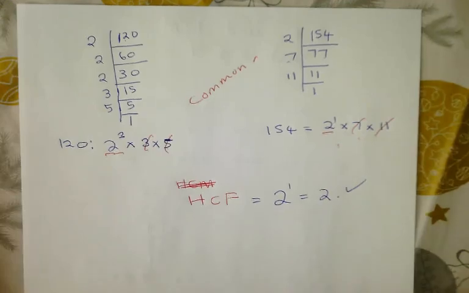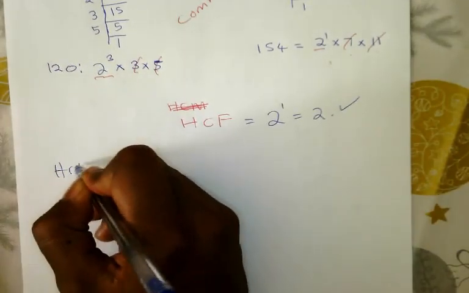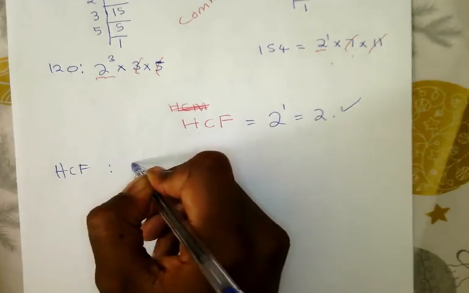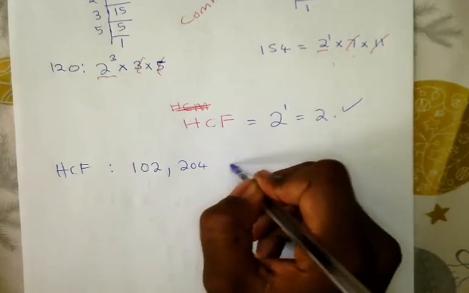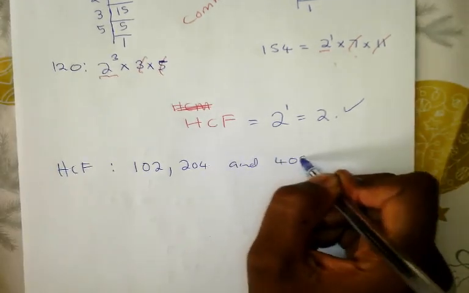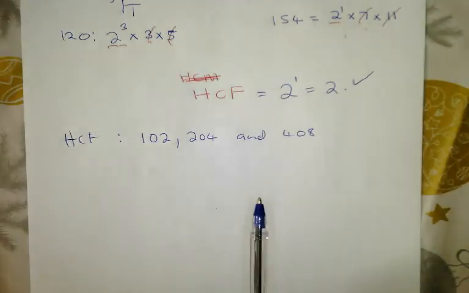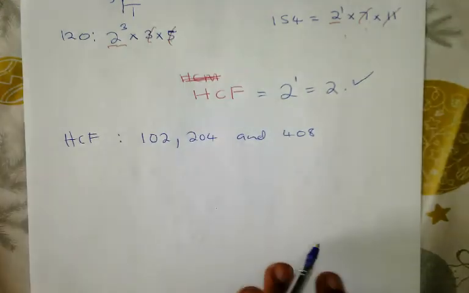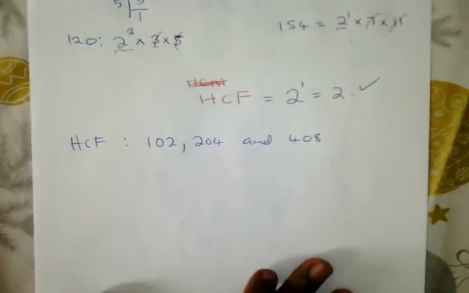Let's try another question where we have 3 numbers now. Find the highest common factor between 102, 204, and 408. So what is the highest common factor between these 3 numbers? Okay, same thing, I'm going to do prime factorization the way we've always been doing it.